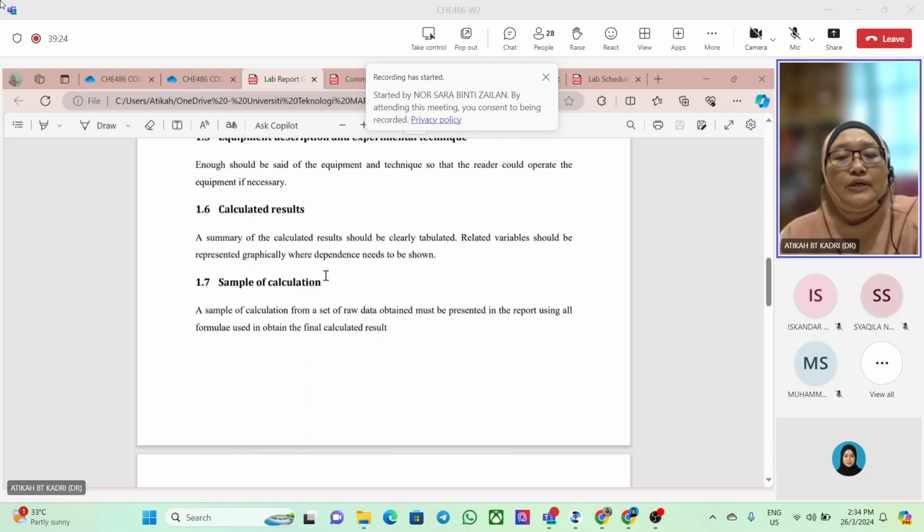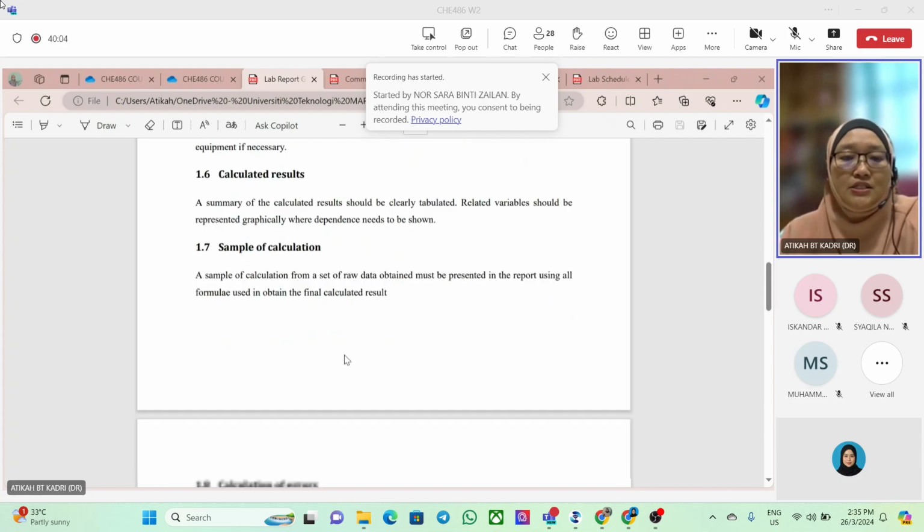So you need to show an example of calculation of the raw data that you use, a calculation in which from your raw data you are able to come up with another parameter. For example, you probably measure the length, and eventually you can come up with the velocity. This is an example. So you need to show how you get the derived data from your raw data. Okay, just a sample calculation.